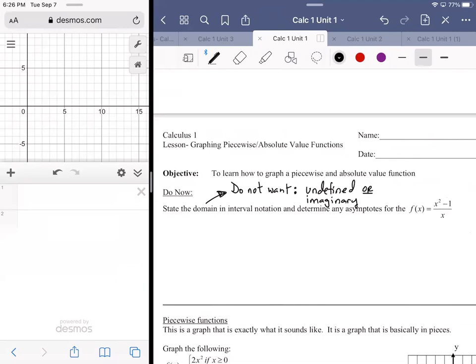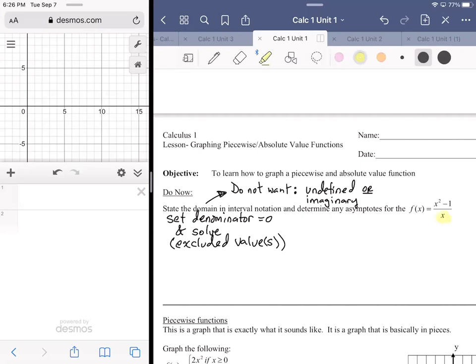All right, the only way an equation is going to be imaginary is if there's a radical involved, so I'm not worried about that. So what I'll do is set the denominator equal to 0 and solve. This will be the excluded value, possibly more than one excluded value. In this case, there's only going to be one excluded value. If I set my denominator equal to 0, my denominator is just that good looking x right there. I'm going to set it equal to 0 and solve. Well, it's already solved. So what that's telling me is that x equals 0 is an excluded value. So this needs to be out of the domain, not included in the domain.